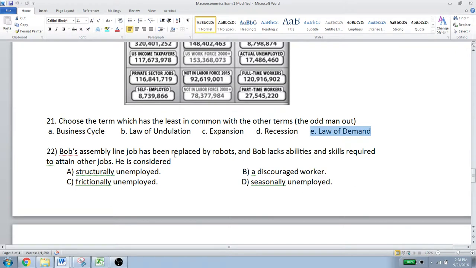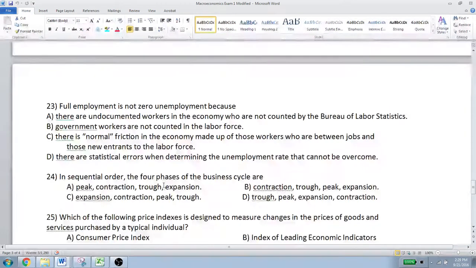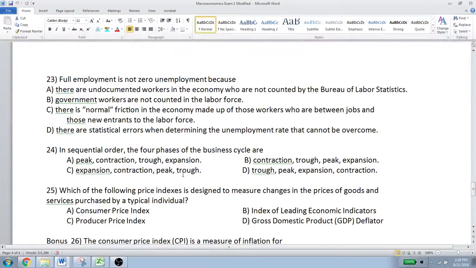22. Bob's assembly line job is replaced by robots. Bob lacks abilities and skills required to attain other jobs. He is considered structurally unemployed. Last page. Full employment is not zero unemployment because there's normal friction in the economy made up of those workers who are between jobs and those new entrants to the labor force.